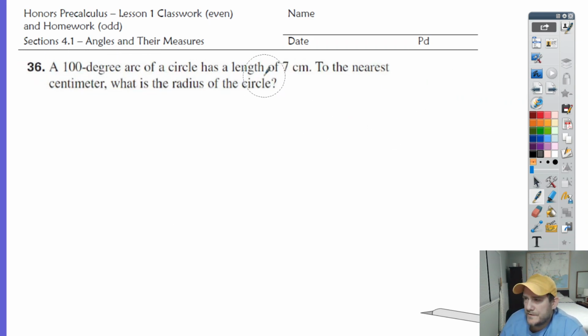Next problem, the arc of a 100-degree sector, to the nearest centimeter, with the radius of the circle. This seems straightforward to me.